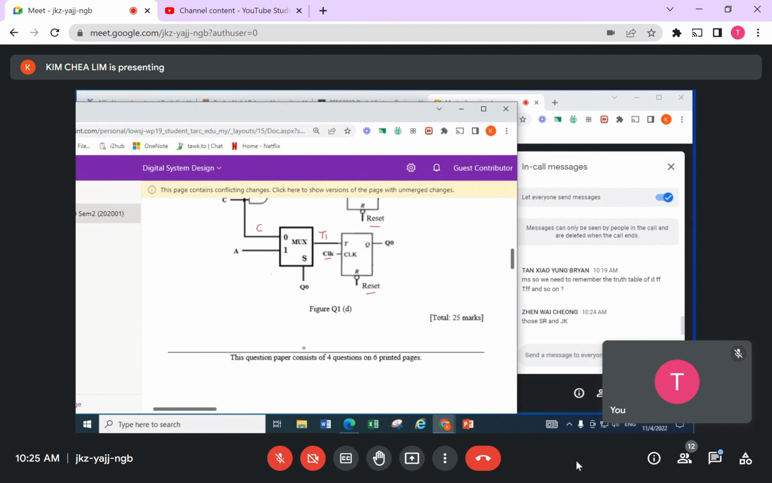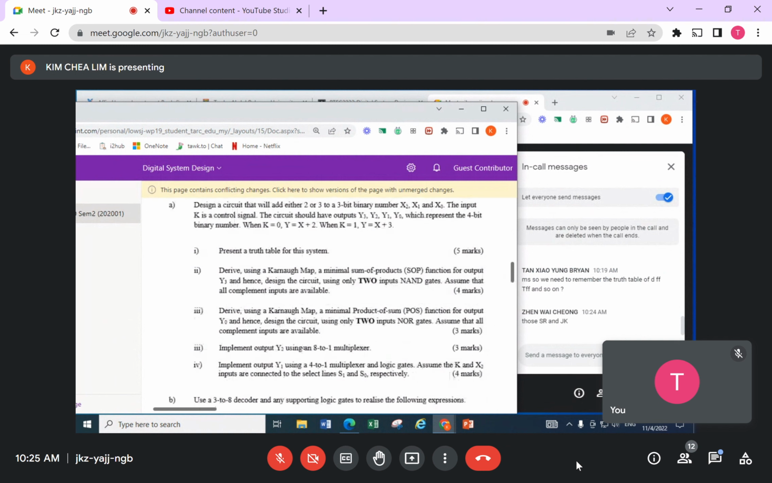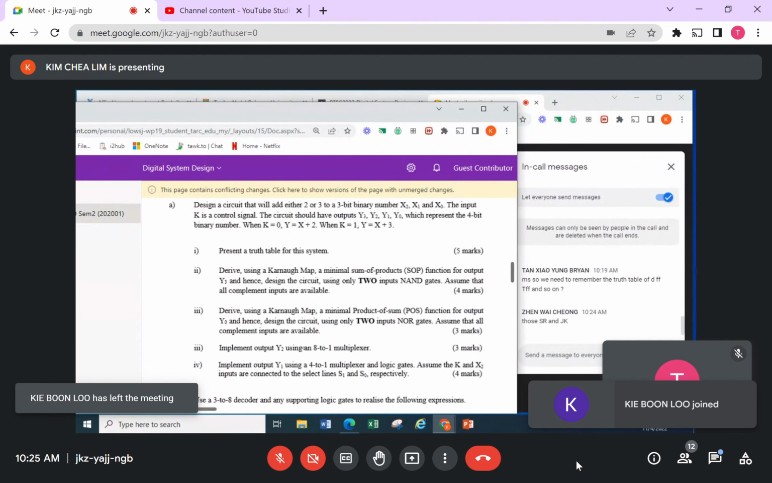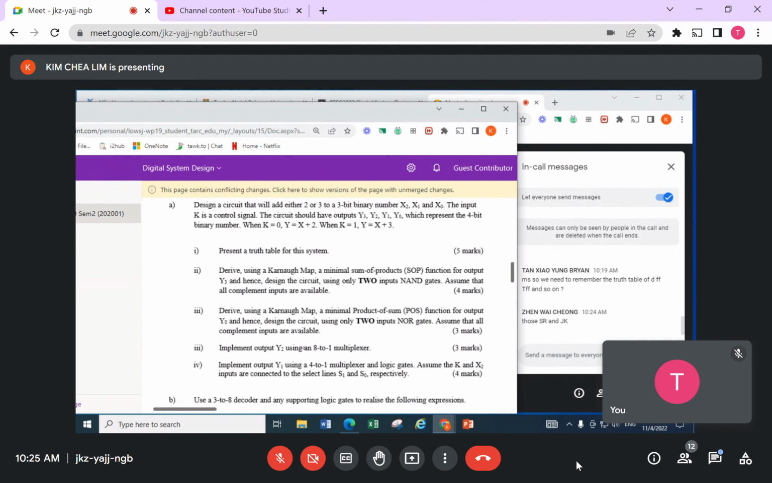If no question, then we proceed to question number 2. Question number 2 requires a little bit of understanding of the question, so read it two times on your own during the exam if this were to come out. You are required to design a circuit that will add either 2 or 3 to a 3-bit binary number. My binary number is x2, x1, and x0. So these are my inputs.